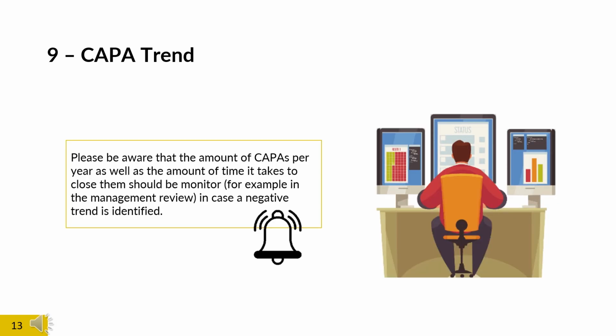Point number 9, CAPA trend. This is a reminder that please be aware that the amount of CAPAs per year, as well as the amount of time it takes to close them, should be closely monitored. For example, that happens in the management review. In case a negative trend is identified, it can also trigger the opening of a CAPA. So this is also important to have a reminder of.